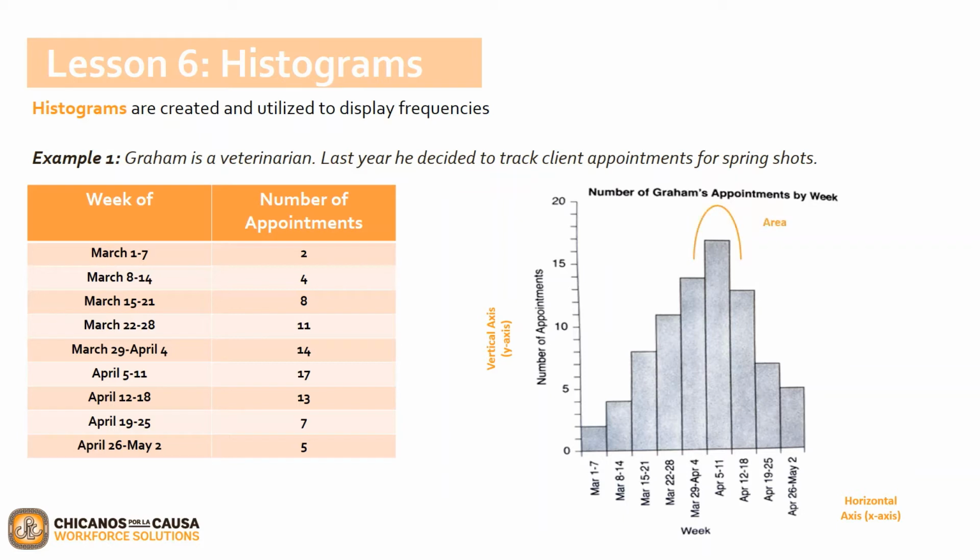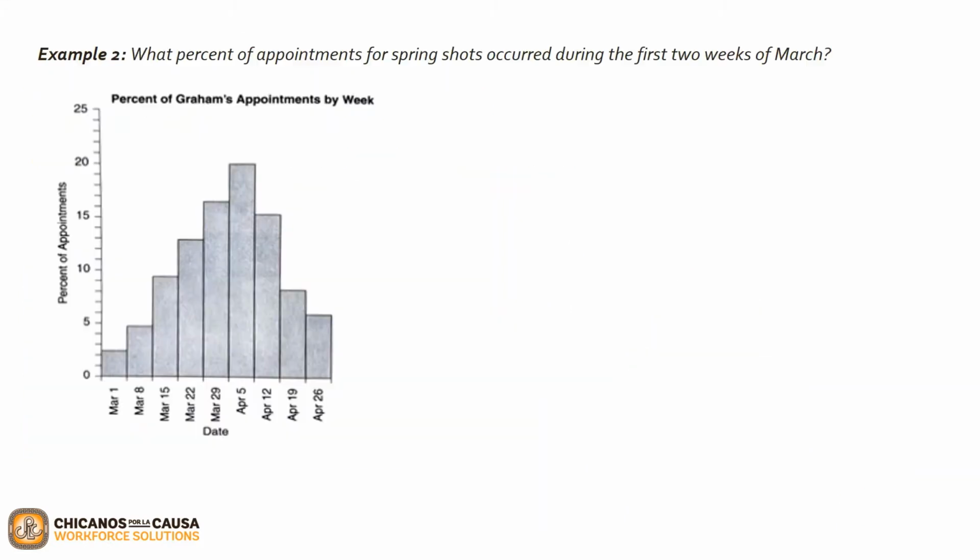The histogram also has a horizontal axis, which we can see represents each week. Now, the area of the bar is reflective of how many appointments there were per each series of weeks. So this entire histogram represents essentially his entire spring at his clinic. So let's dive a little bit deeper by looking at another example. Alrighty, let's look at example 2.